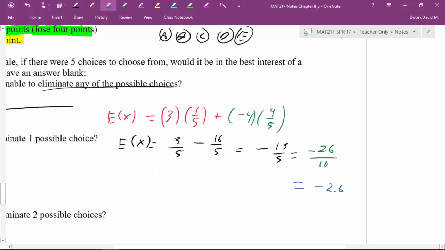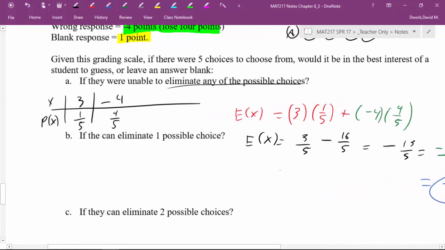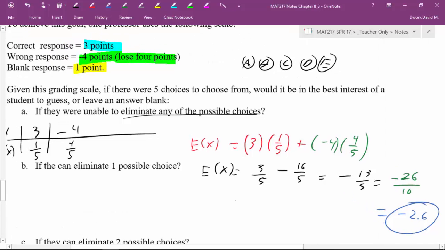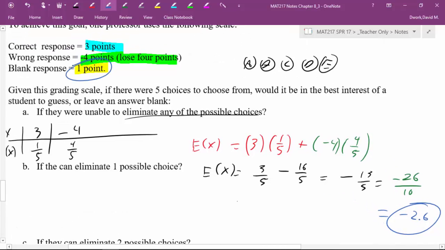So think about what that means. The expected value was negative 2.6. The units on this are the same as the values from our table. That was points. So what this means is I expect to lose 2.6 points per guess. Do I want to guess? Well, no. If my average is going to be a negative 2.6 and I get 1 point for leaving it blank, I'm leaving it blank.